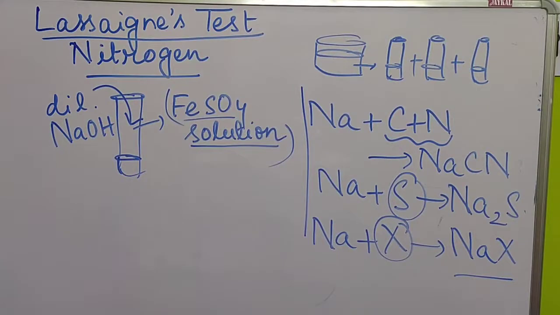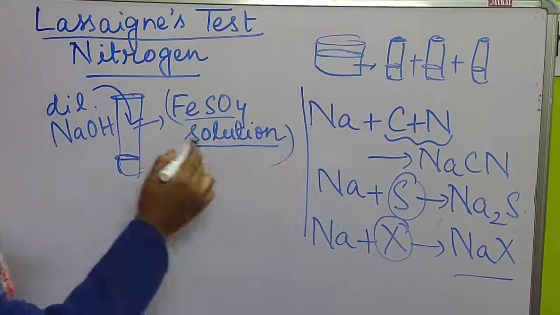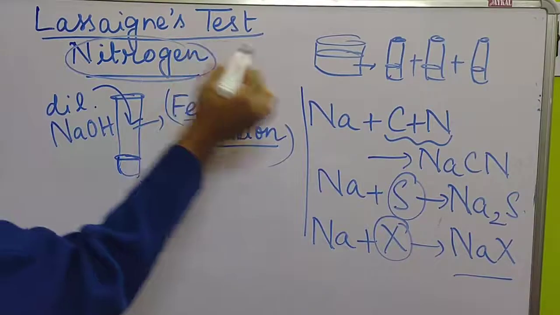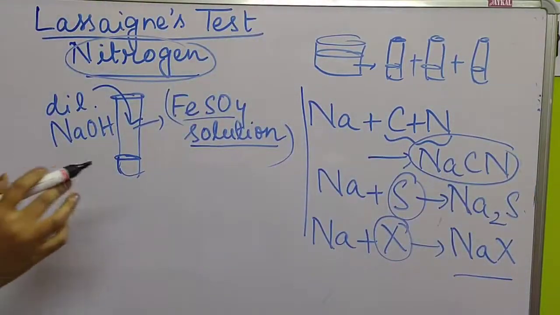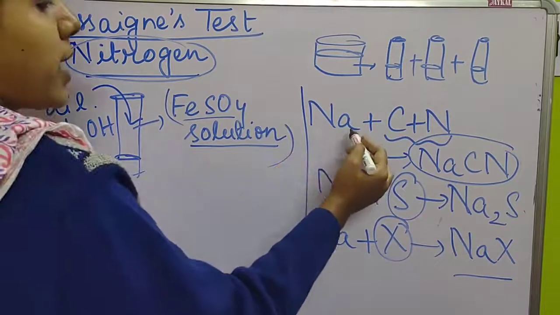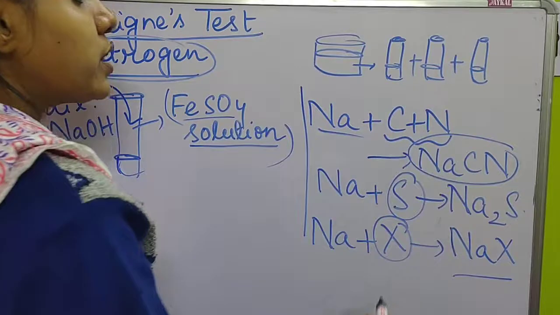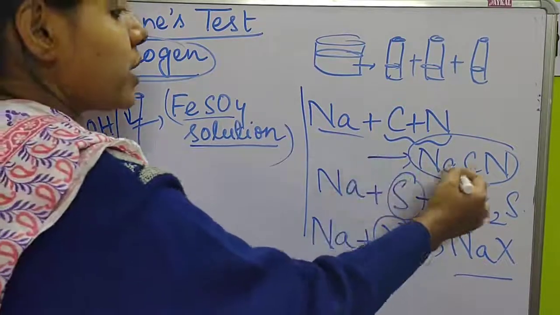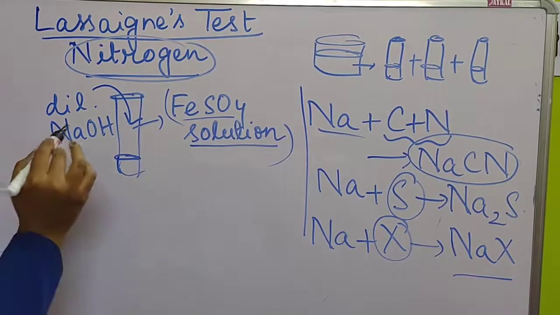It will form sodium halide, just like NaCl, NaBr, NaI, just this type. So these are the basic reactions. As we are now considering the test for nitrogen, we have to consider this reaction. When the sample is heated with sodium and if it contains carbon along with nitrogen, by reaction with it, it will make sodium cyanide. Okay, sodium cyanide it will form.